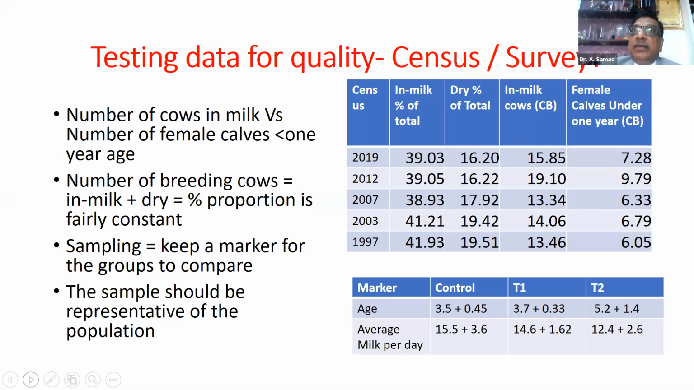Similarly, another marker which I looked at here was average milk yield per day, because I was to study the effect of a particular treatment on milk production. So when I sampled three groups, all three should start with milk yield fairly within the range, plus minus, before I start my treatment. That will tell you whether the quality of your data, the quality of the animals you have selected, is correct. And if the animal is correctly selected, naturally the data which will be coming to you is also going to be correct. Next, please.